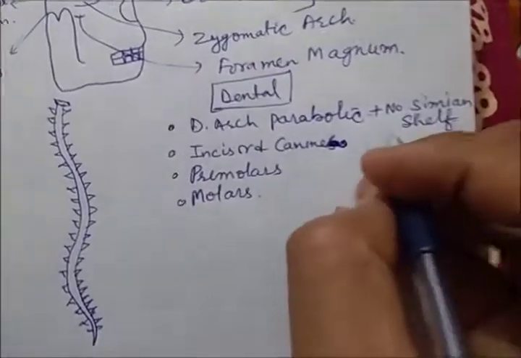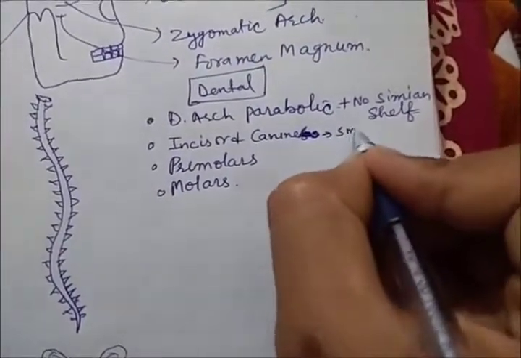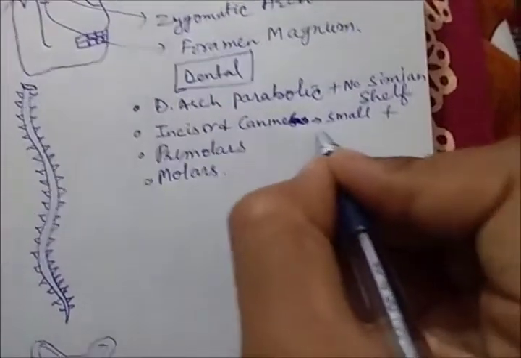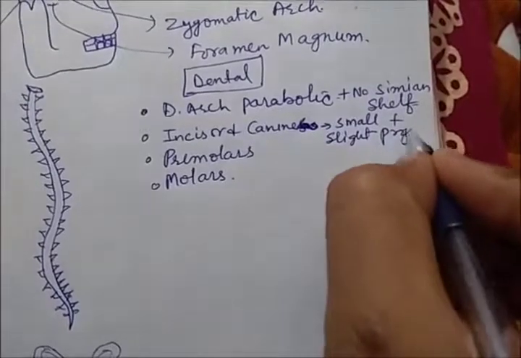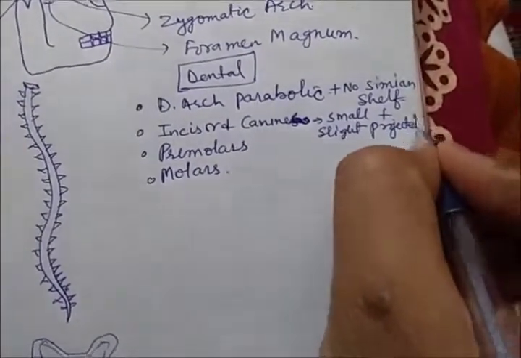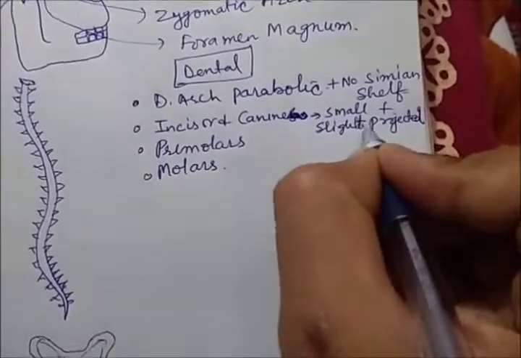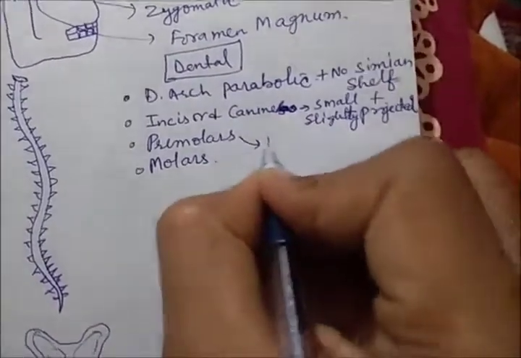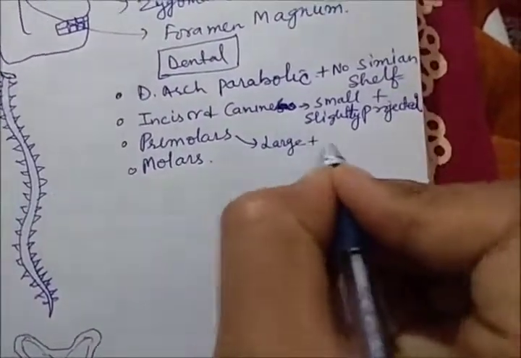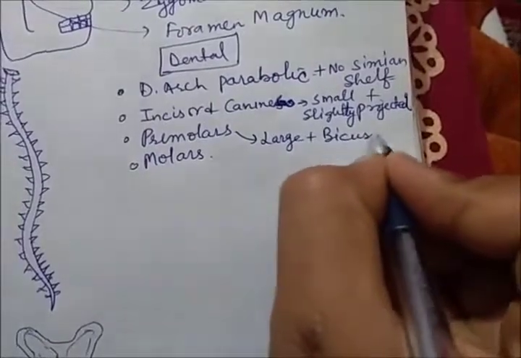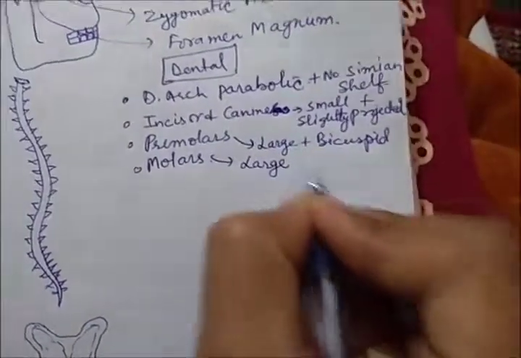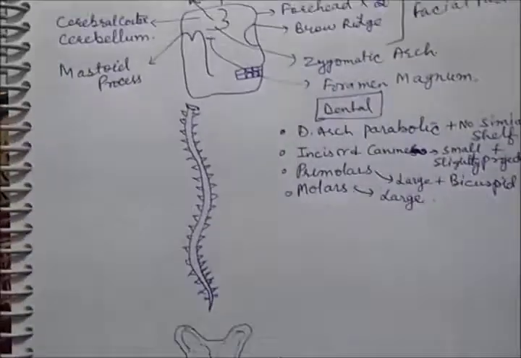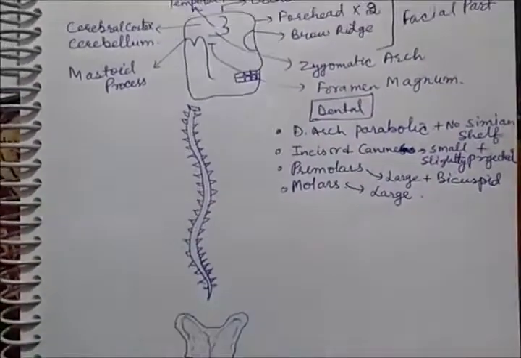Incisors and canines are small and slightly projected. And premolars are large and also bicuspid, just like modern man. Molars are large. So these are four dental features. Then we move on to the postcranial features.